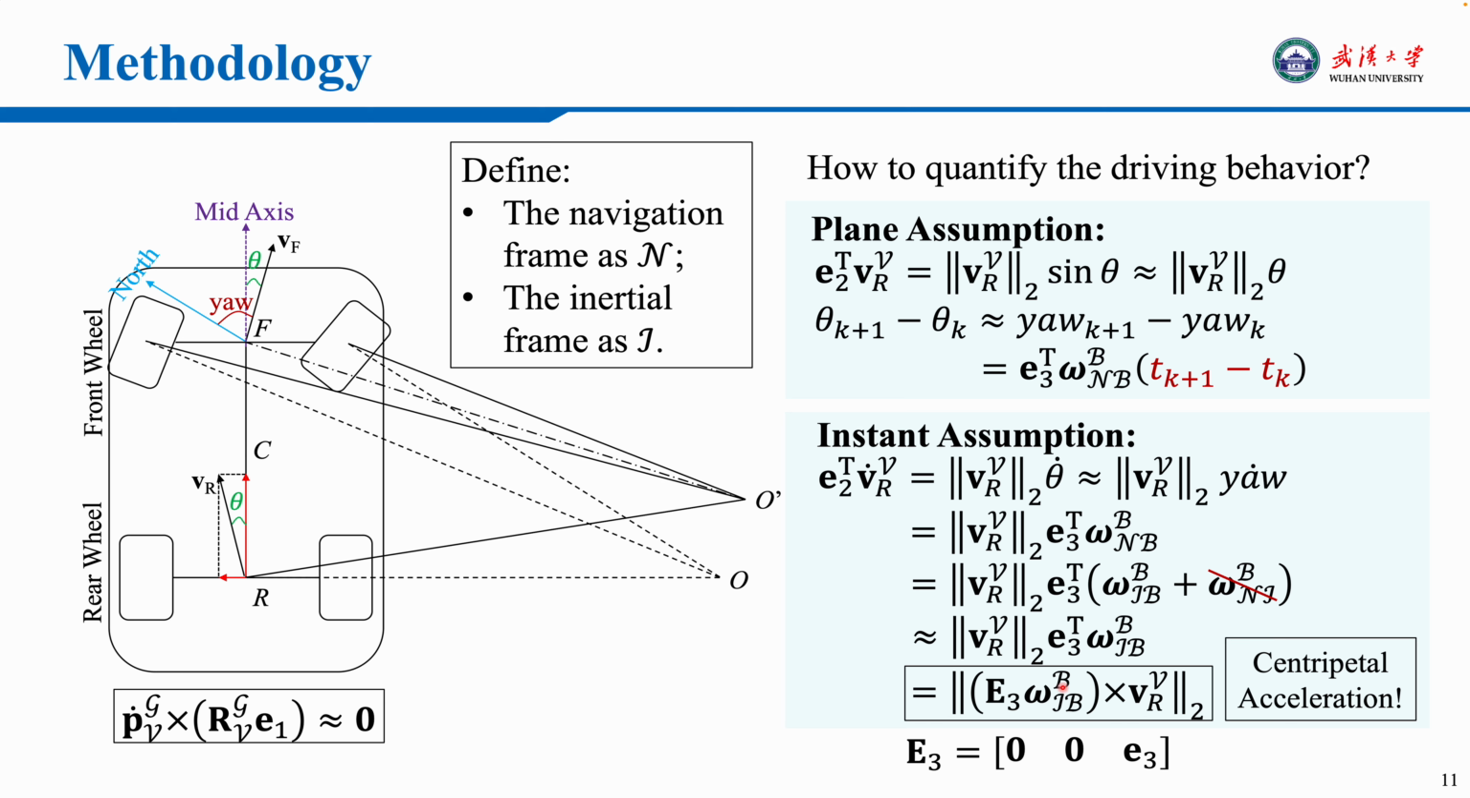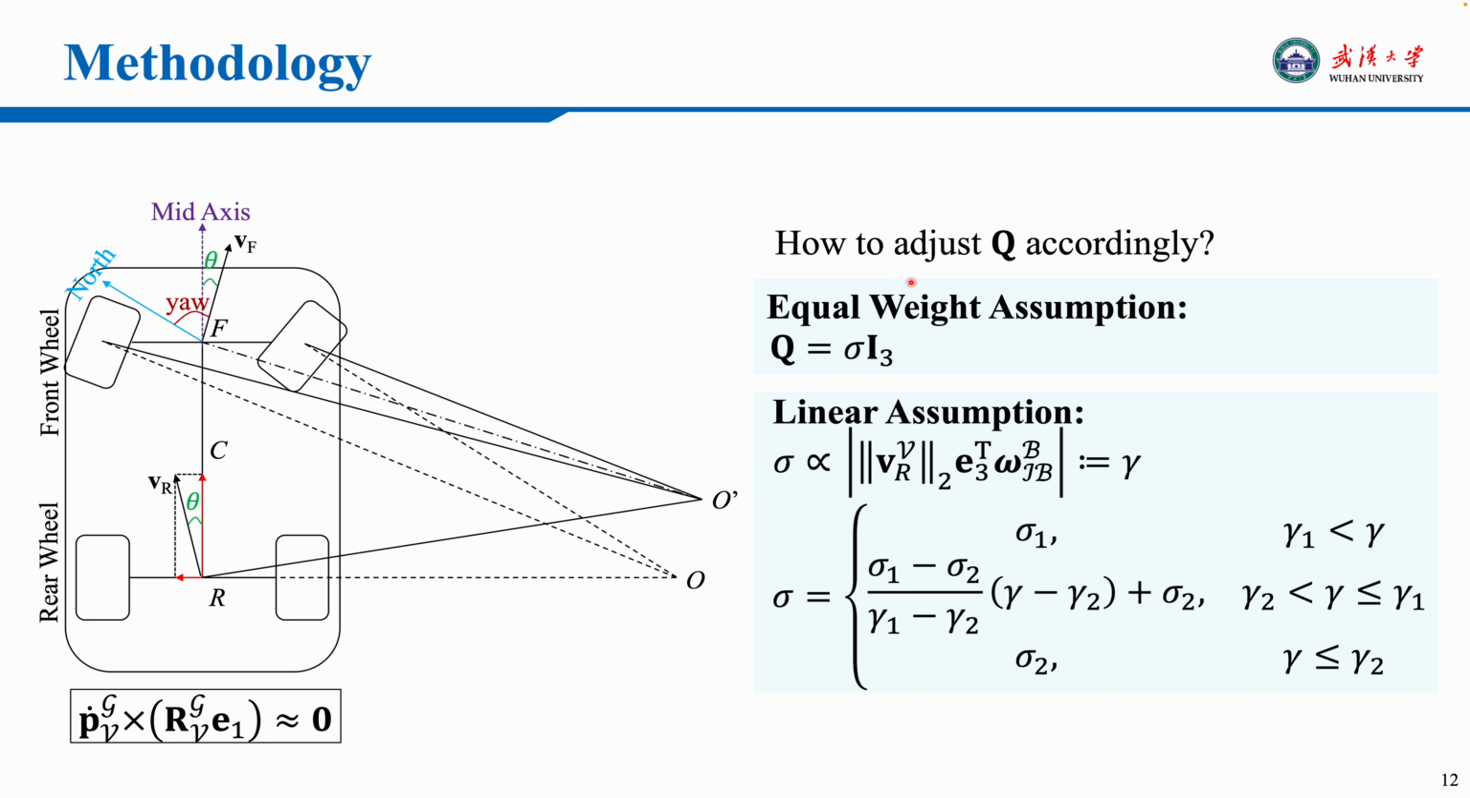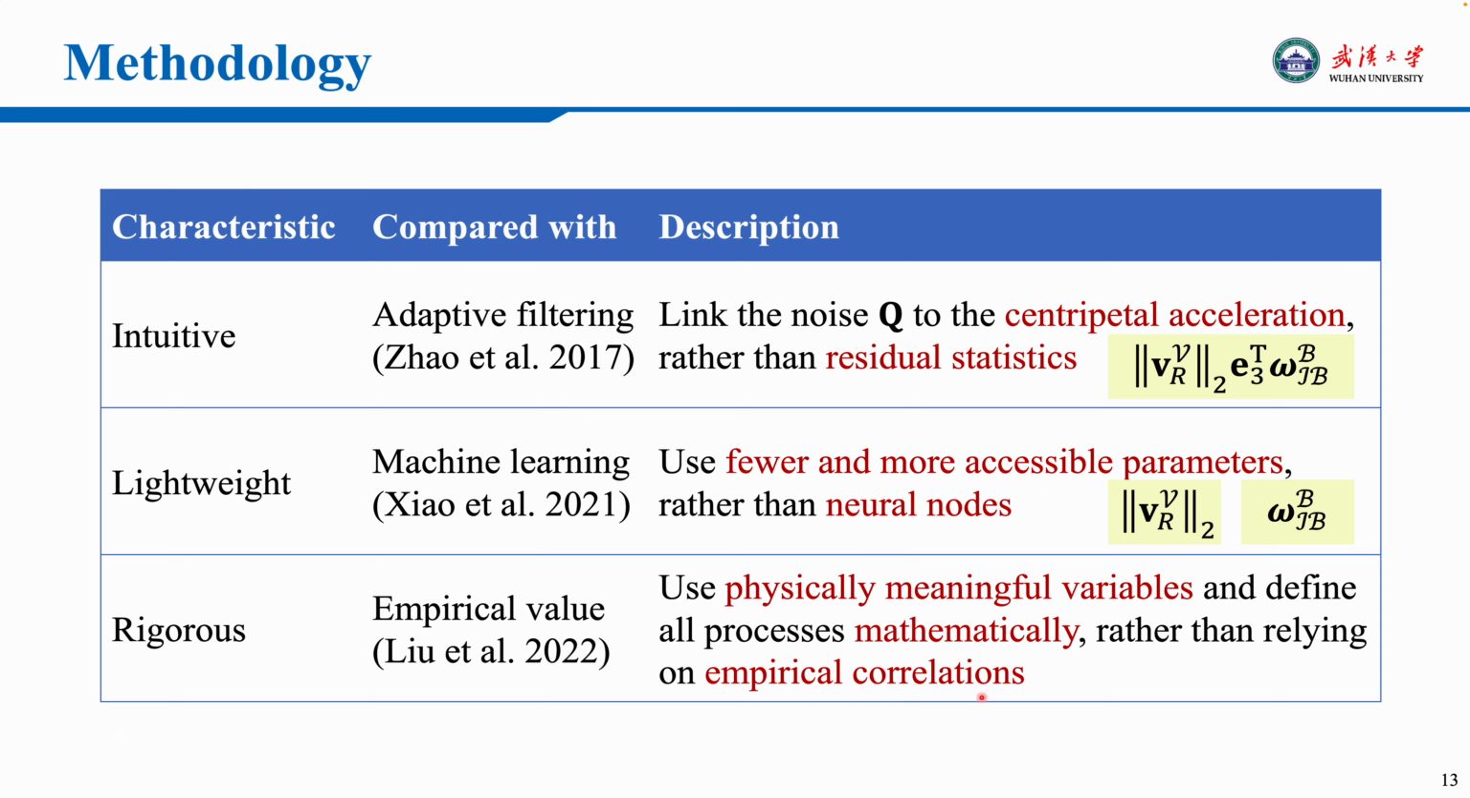Dimensionally, this is a centripetal acceleration. If we ignore the frame differences, this approximates the real-world centripetal acceleration in the Basel model. Physically, centripetal acceleration reflects how sharply the vehicle is turning, so we can use it to quantify the driving behavior. We adopt the simplest strategy, assuming the Q matrix element sigma is linearly related to the magnitude of this acceleration. That completes the design of a variance inflation model.